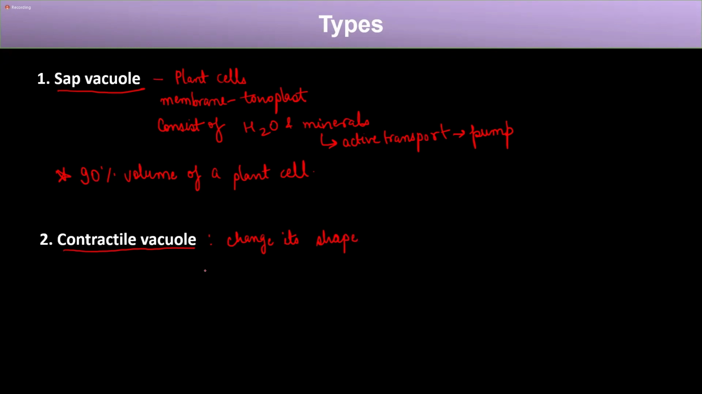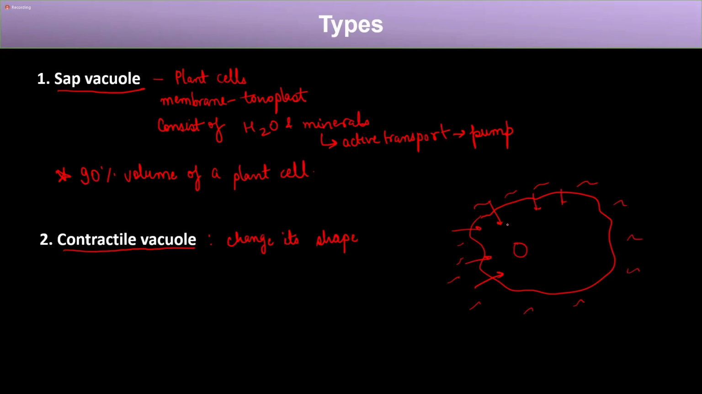Now, what is the function of a contractile vacuole? For that, let's take an example of a unicellular organism, that is amoeba. The amoeba is found in fresh water, right? So it has water around it. Now, this water, we know osmosis, right? In osmosis, the water moves from higher concentration to low concentration. So the water will move from outside to inside.